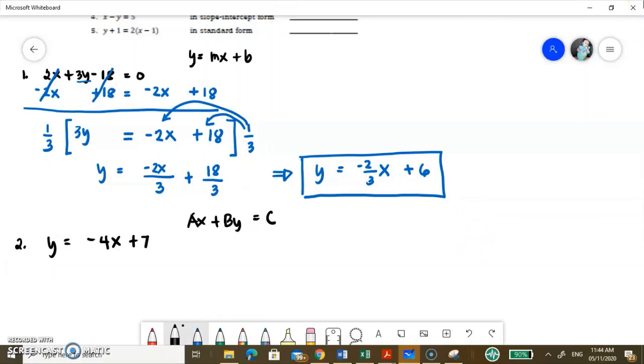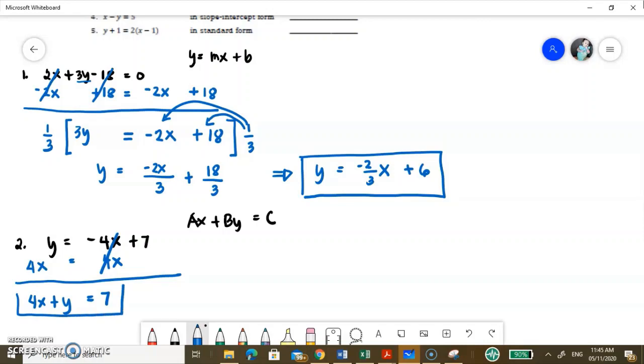So, ax, yung may x tsaka y nasa left side. So, add tayo ng 4x sa side na to. Tapos, 4x din sa kabila. Right? Okay, so that would give you 4x plus y. Kasi positive yan si y. Ito magiging 0 na. Equals 7. Okay? So, yan na siya agad.